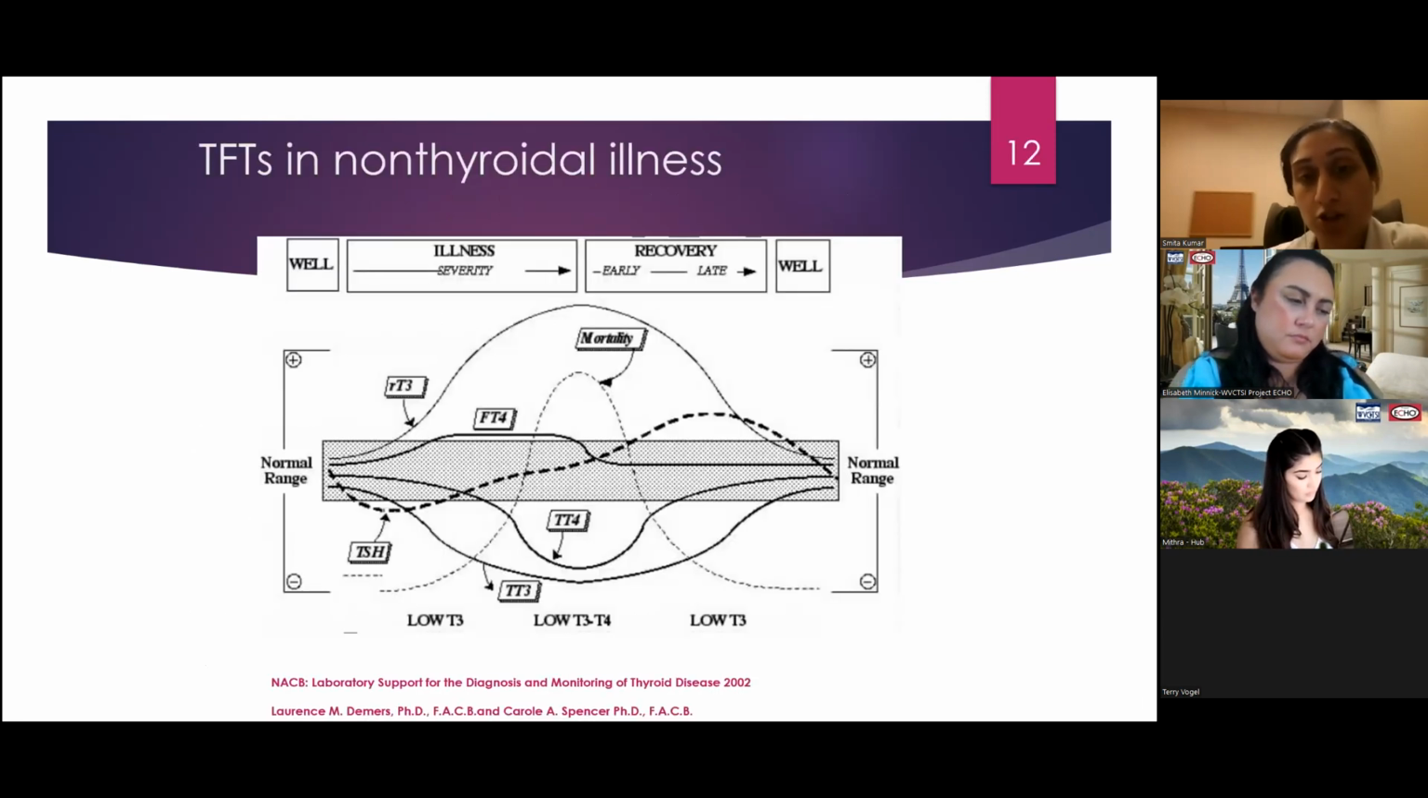And this is just showing that during the severe illness part is when the levels are going to start to decrease. So your total T4 and your total T3 are going to start to decrease. And then during recovery, those levels are going to start to come up. Same with your TSH. Early on, it will be low, and then slowly it will go back into the normal range. And in the recovery phase, it may even be slightly higher in the normal range.